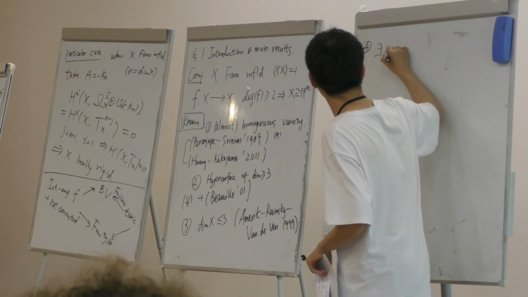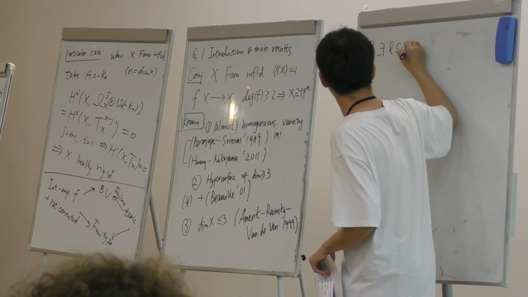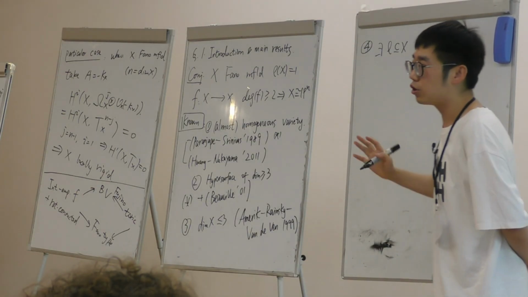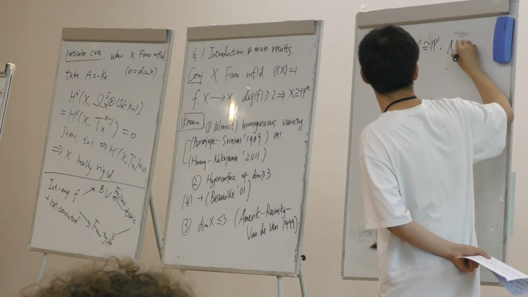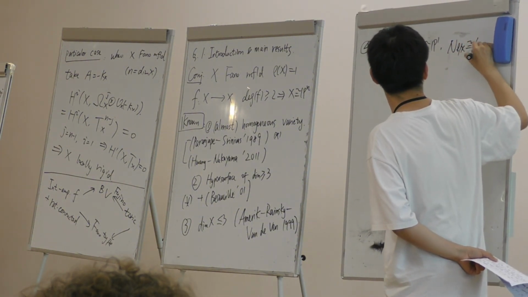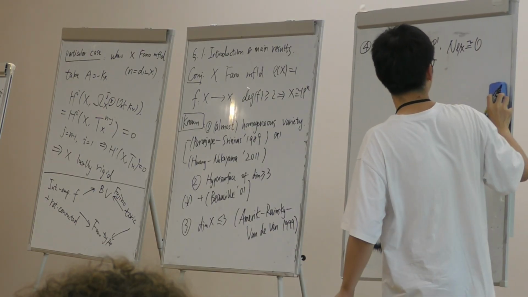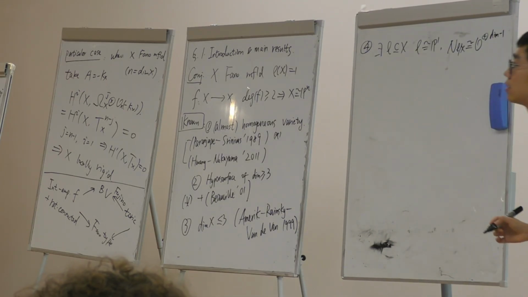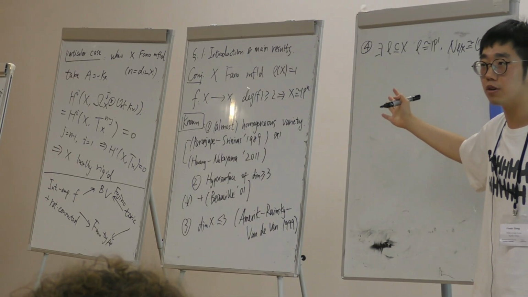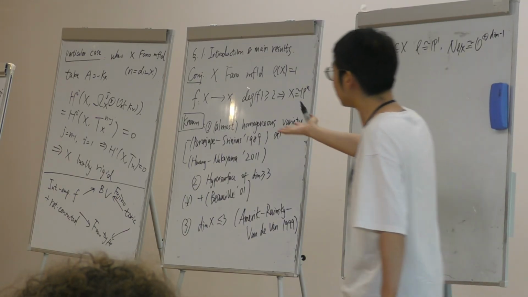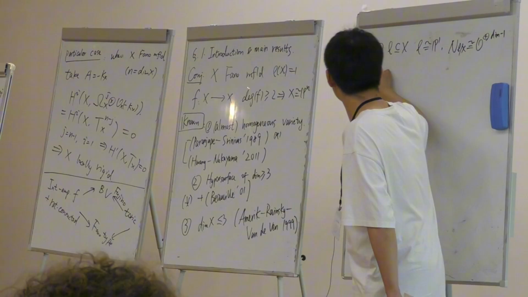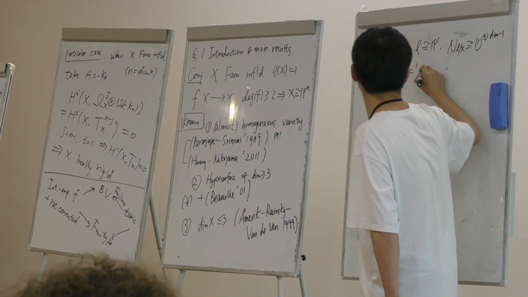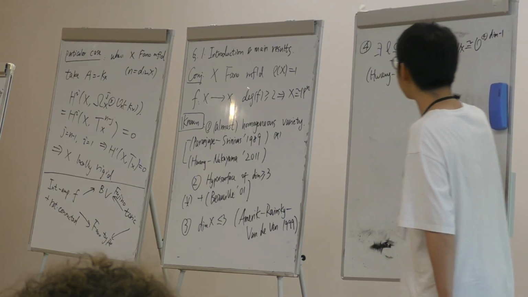So if there exists a rational curve whose normal bundle is trivial, I'm sorry, this is trivial. Okay. So suppose there exists such a rational curve whose normal bundle is trivial, then this conjecture is also true. Okay, so this is due to Hwang and Mok in 2003.